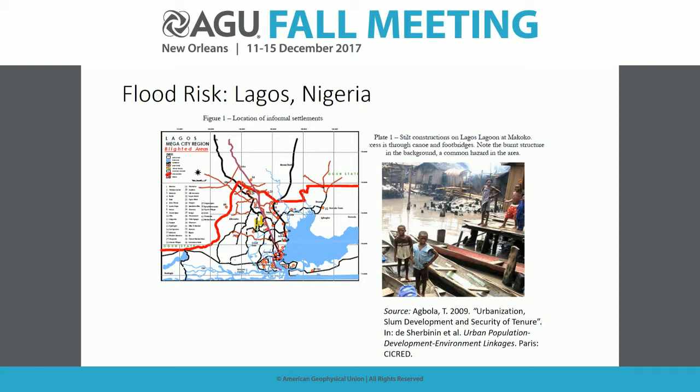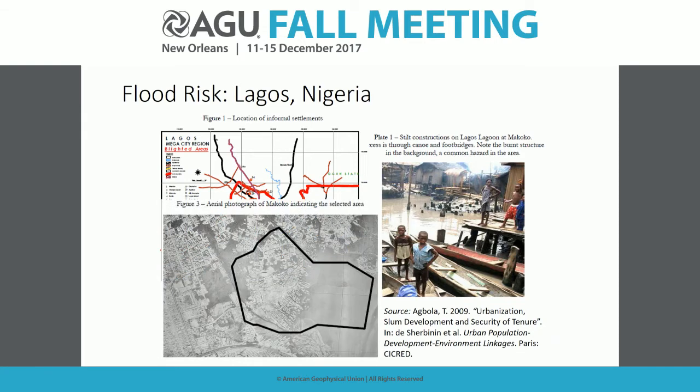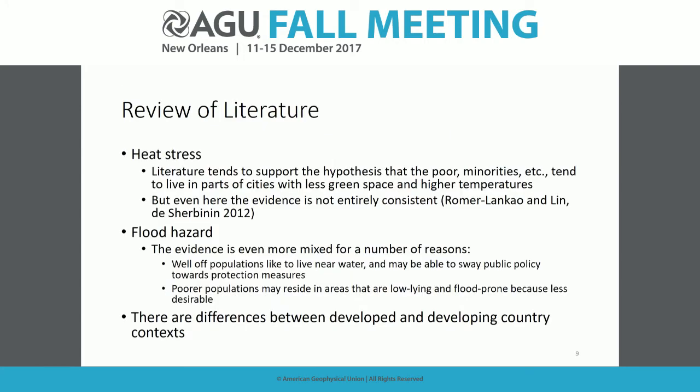Differential exposure is basically this concept that those groups are somehow differentially exposed to the stressors or hazards. So if you do a quick review of the literature, if you look at heat stress, what you find is generally the literature does confirm this differential exposure hypothesis. Basically, poor minority groups often live in more crowded neighborhoods with less green space and therefore may be more affected by high temperatures. However, there are some examples where that's not so much the case.